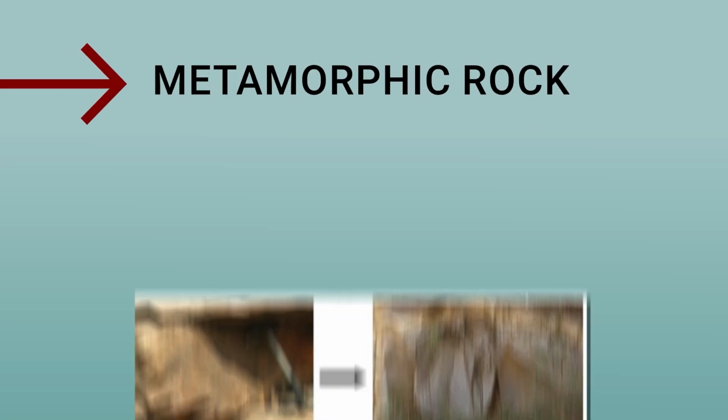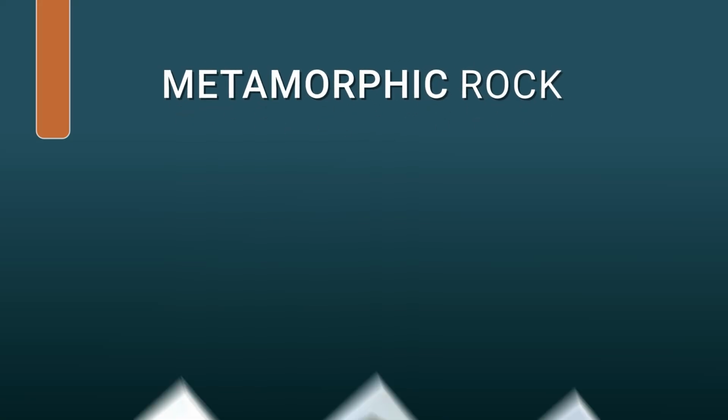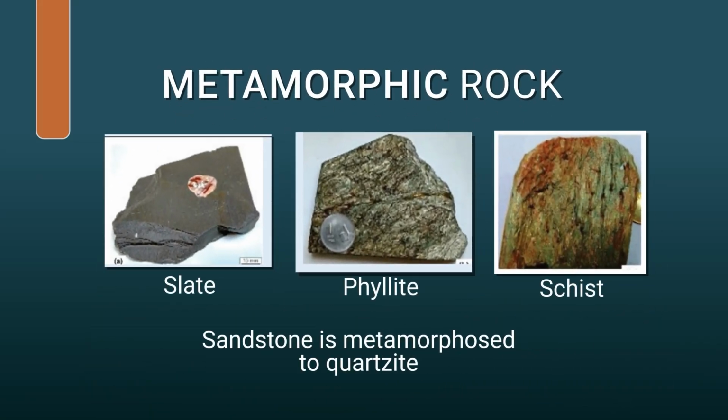Now sandstone can again be metamorphosed to quartzite. The composition is the same, but the arrangement of grains is different. Now there are three examples of metamorphic rock. One is slate, which is plain, second is phyllite, and third is schist. These are the three different kinds of rocks in the metamorphic rock.